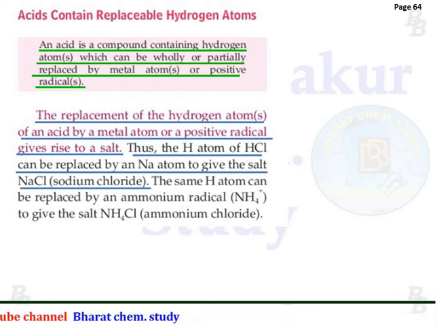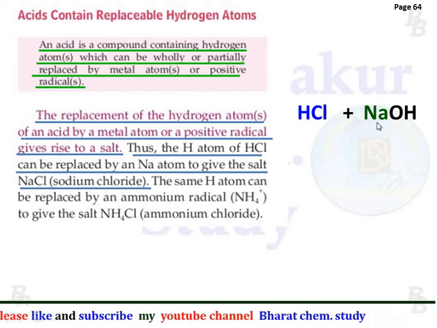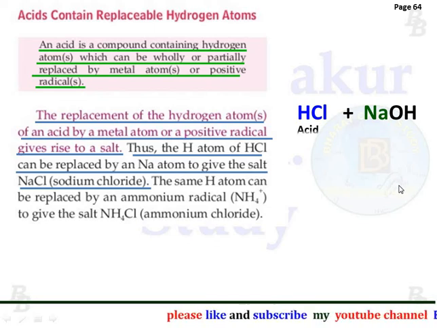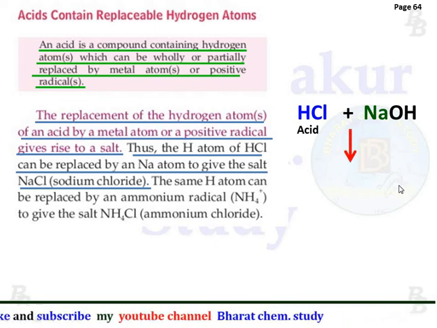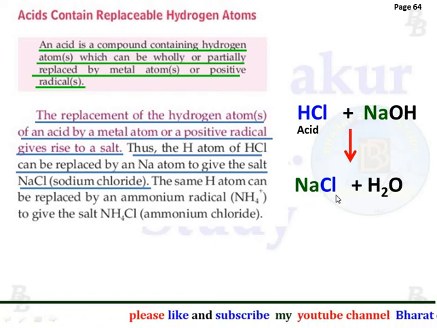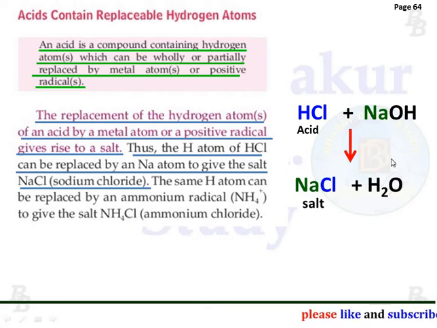So let's see this. When HCl, which is an acid, reacts with the base NaOH, which contains sodium, this sodium replaces the hydrogen, that means it removes the hydrogen and sodium gets attached with chlorine, then we say NaCl is formed. So see what happened here. Hydrogen atom is replaced by sodium and NaCl is formed. It does not contain any hydrogen now, so it is called a salt or a normal salt, plus water is formed.